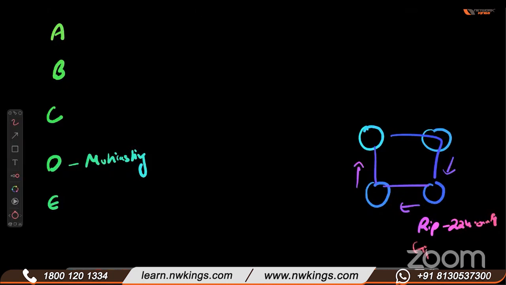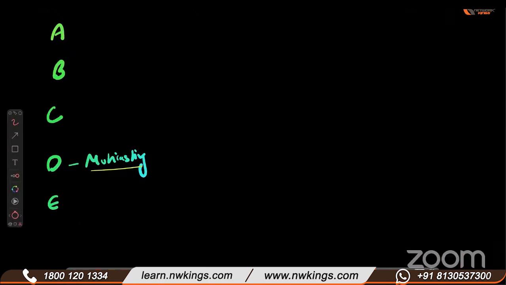Okay, EIGRP uses 224.0.0.10. So what is this? This is the IP address of some protocols which you learn in CCNA or CCNP, so that routers can share information with each other. So this is called multicasting. Your computer doesn't understand this language. So this is called multicasting.